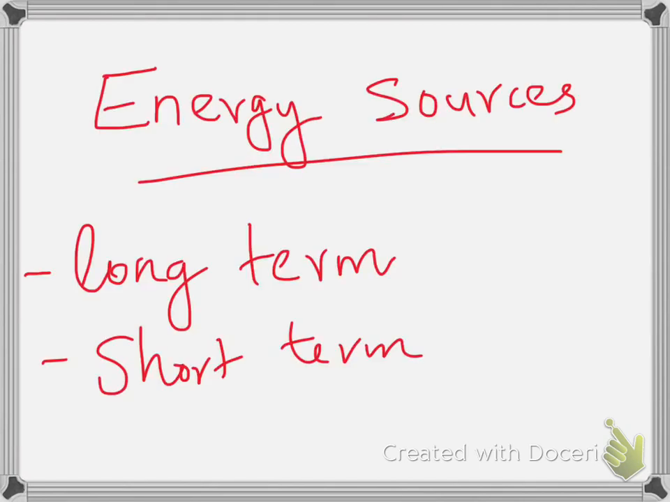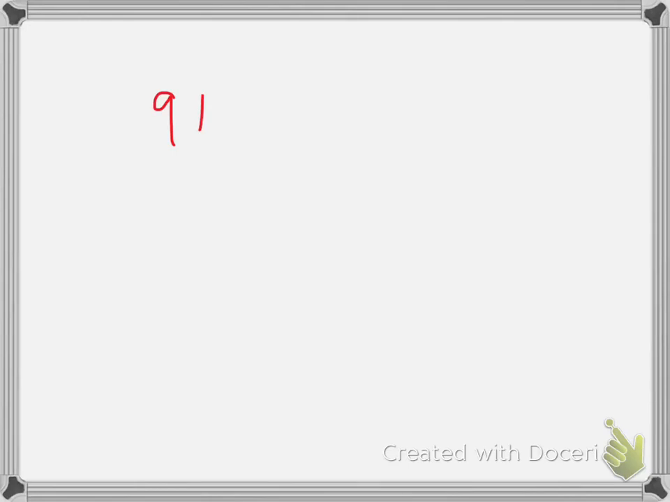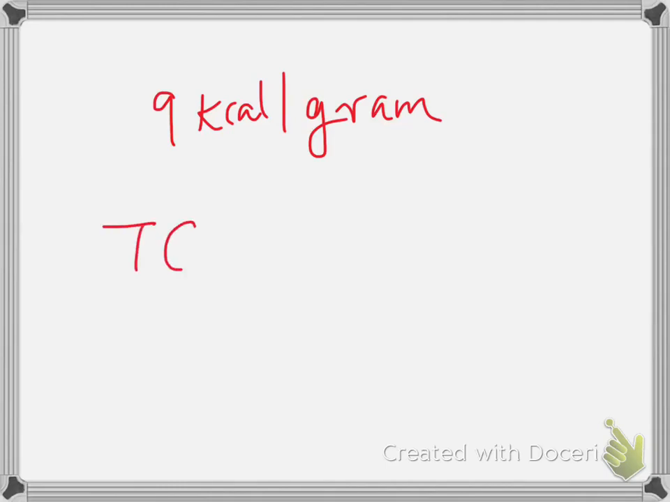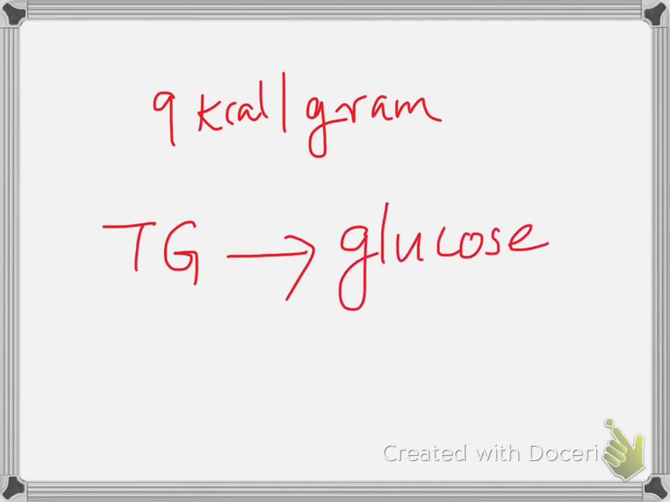Lipids provide 9 kilocalories per gram. If carbohydrates are adequate in the diet, the triglycerides are metabolized and produce glucose. This enters into the TCA cycle and then to the electron transport chain to form ATP.